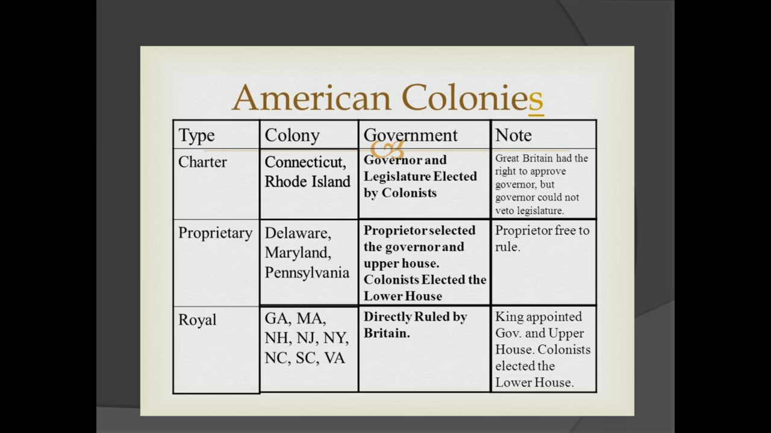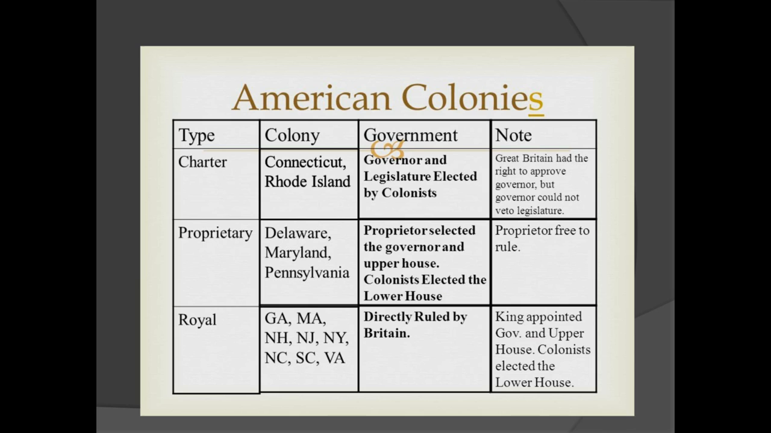So within a charter, colonists are going to have a little bit more say. Then you have the proprietary, which is Delaware, Maryland, and Pennsylvania. This is where the proprietorship, so kind of high-ranking, elite, wealthy members of society, will select the governor and the upper house, and the colonists will elect the lower house. So the upper house would be like our Senate. The governor is going to select our Senate, and then the colonists would elect like the House of Representatives.